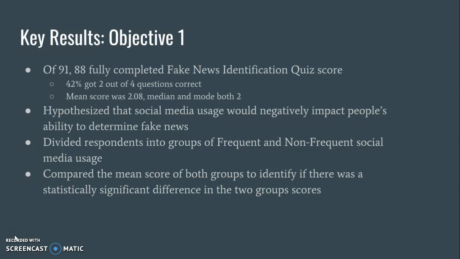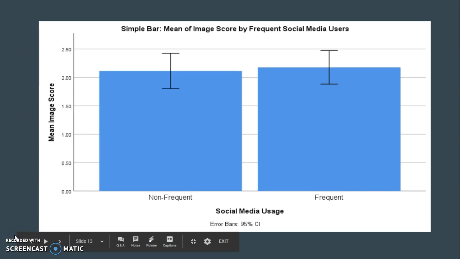Through analyzing the number of hours per day spent on social media platforms that students entered, we then compared the mean score of both groups to identify if there was a statistically significant difference in the 2 group scores. Here we can see how we divided the non-frequent and frequent social media users and then compared their fake news identification quiz scores. The mean for frequent social media users was slightly higher, but there was not a significant difference in the scores, and therefore we cannot conclude social media affects ability to distinguish between real and fake news.